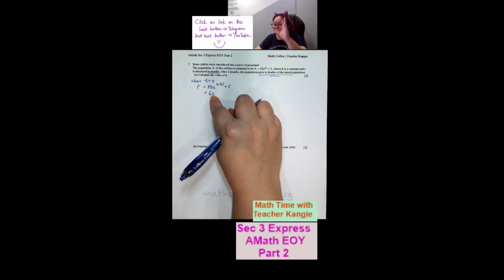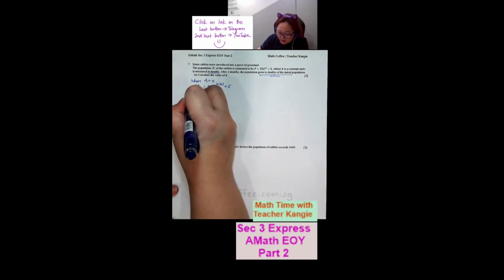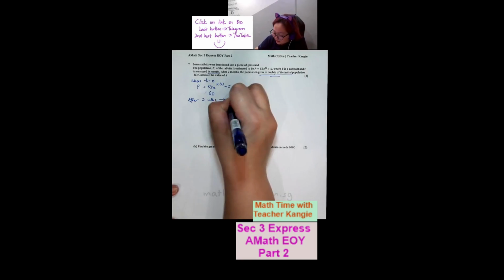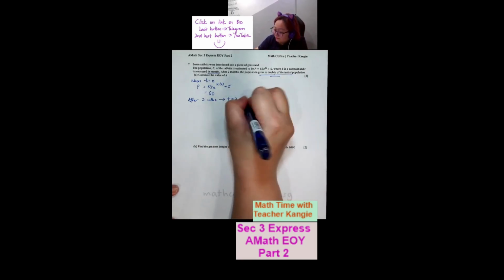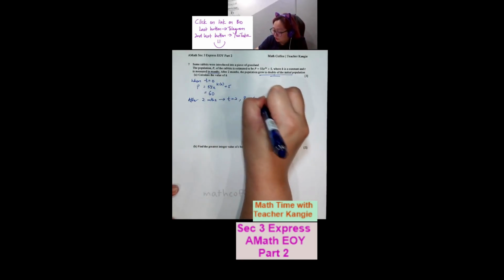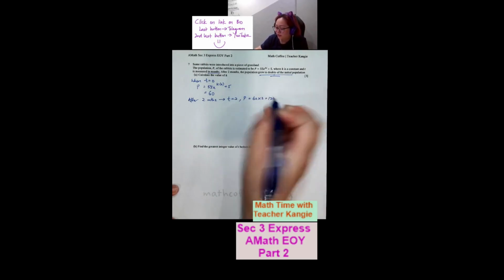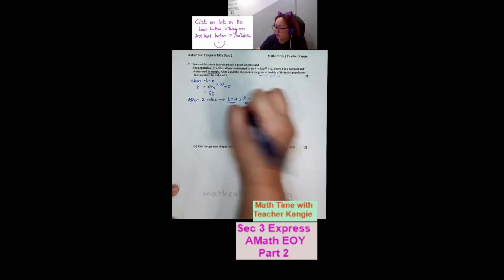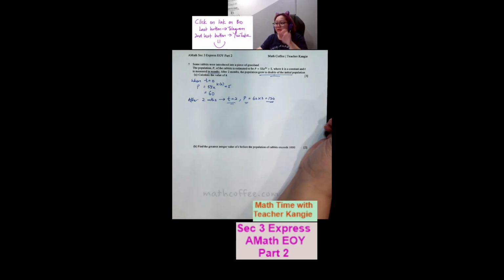So they are trying to tell you the rabbits, at the start, the population is 60. Okay, 60 rabbits. Now after 2 months, it means that when t equals 2, the population becomes 2 times. So 60 times 2 is 120. So we have t equals 2, and p equals 120. With these two pieces of information, we're going to sub into our equation and solve for k.